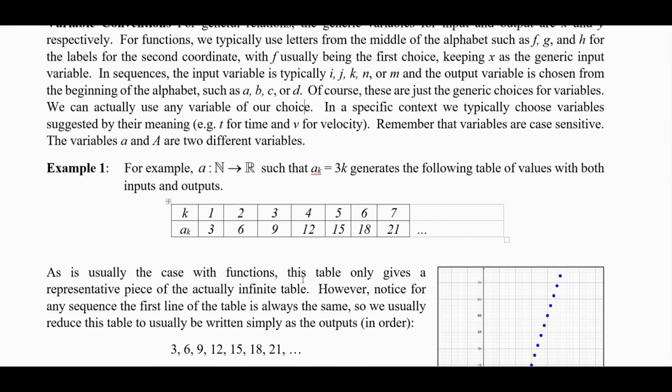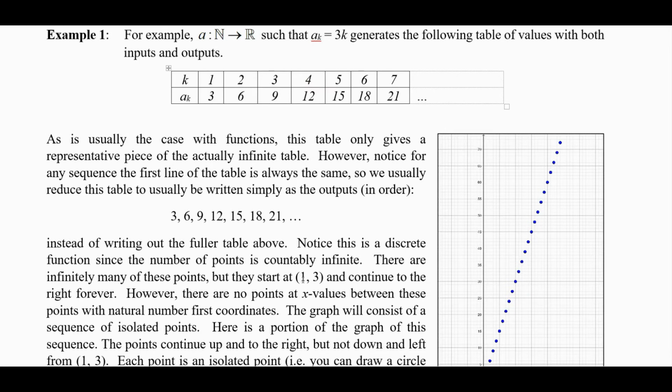So let's look at an example. For example, we can take the function a, which maps the set of natural numbers into the set of real numbers. By the way, that's the symbol for the set of natural numbers. Remember, natural numbers are 1, 2, 3, 4, 5, 6, 7, and so on, counting numbers. And it's given by a rule, a sub k equals 3 times k. And that generates the following table of values with both inputs and outputs.